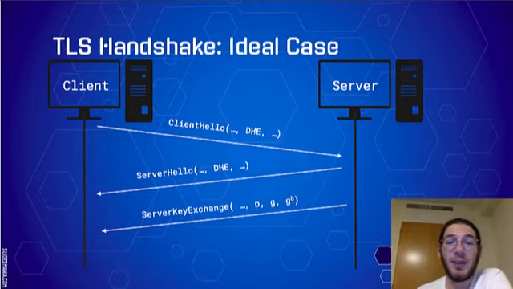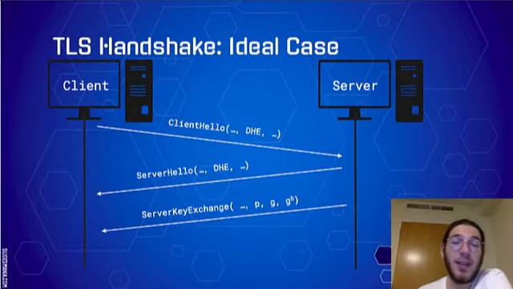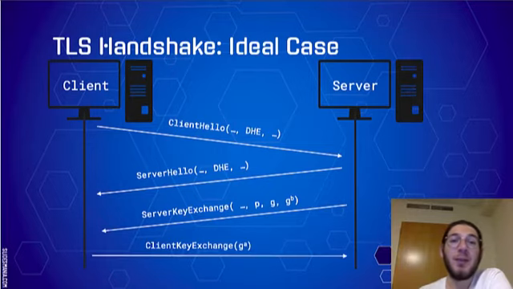It also sends the server key exchange message, which contains a signature that has the prime number P, the base number G, as well as the calculated G to the power B. The client responds with the client key exchange message, and that contains G to the power A. So now both sides have everything they need to privately calculate the secret key, and using that key, they can establish a secure encrypted communication.